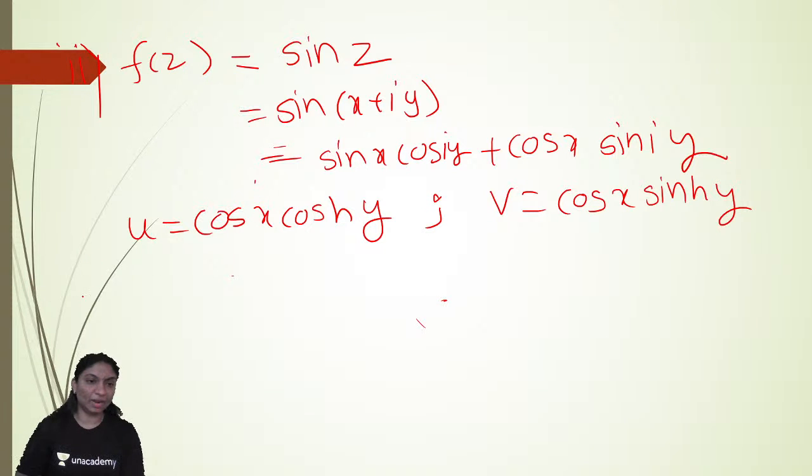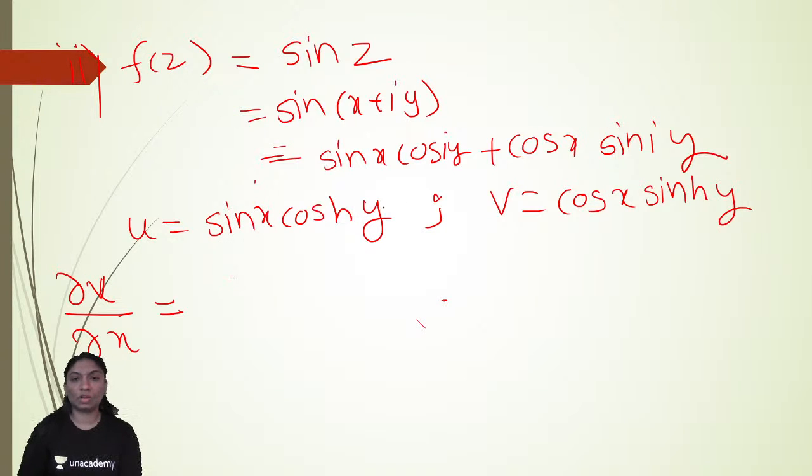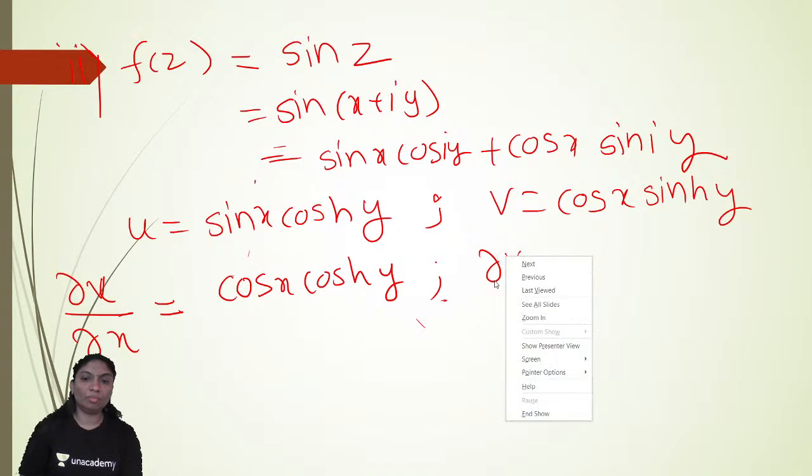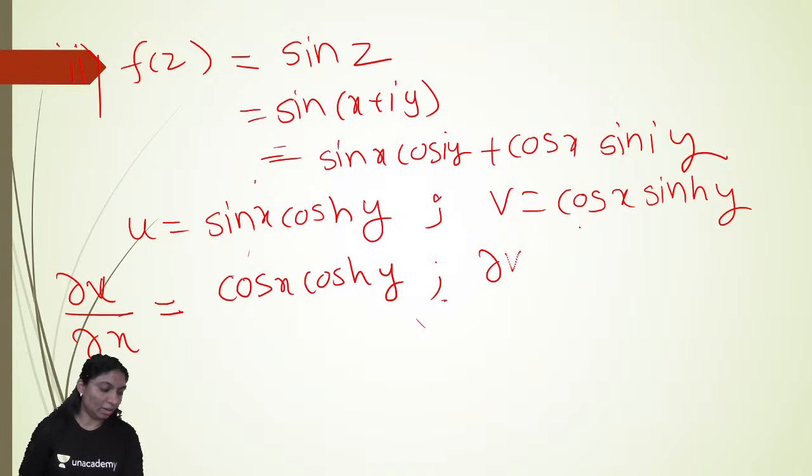We can calculate ∂u/∂x and ∂v/∂x. Here your u is equal to sin x into cosh y, and v is equal to cos x into sinh y. So ∂u/∂x becomes cos x into cosh y. And we'll get ∂v/∂y.